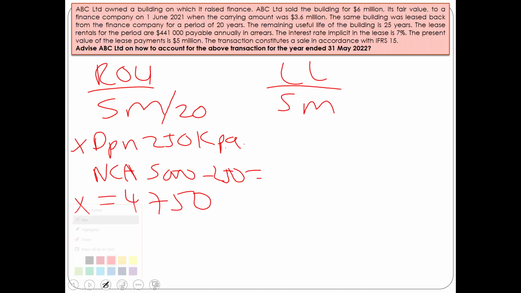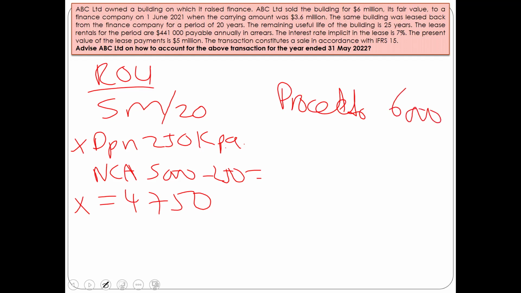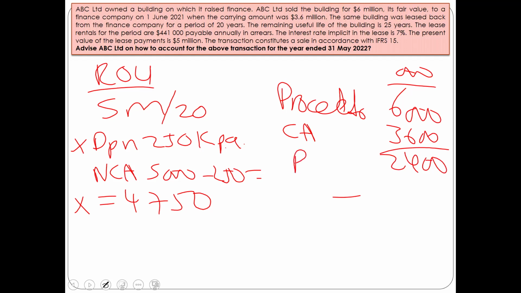Right. Then before we even go to the lease liability, let's also consider a separate transaction that happened. We had a building that we sold for 6 million. So the proceeds from selling this building were 6 million. So let's just remove 3 zeros and remain with 6,000 there. The carrying amount of this building was 3.6 million, so 3,600. So if we say 6,000 minus 3,600, we'll get 2,400. So we have actually made a profit on disposal of this building of 2,400.